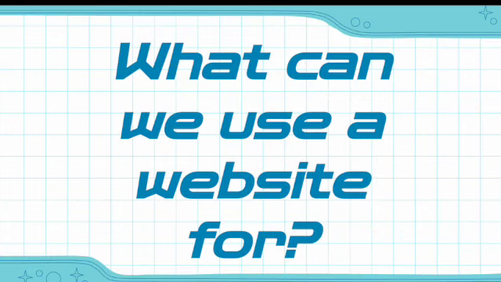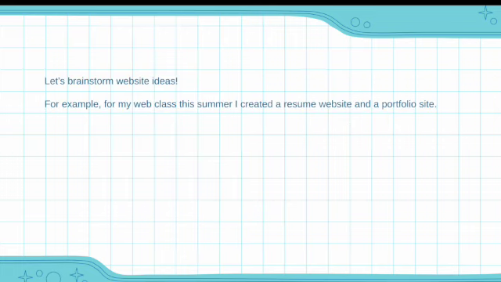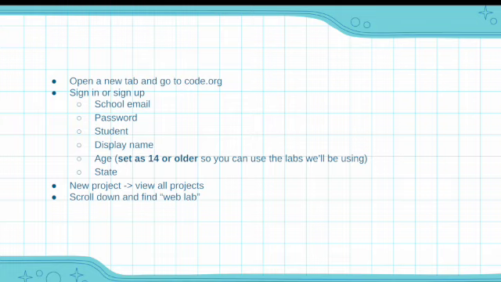So, what can we use a website for? Let's brainstorm some website ideas. For example, in a class I took this summer, we created a resume website and a portfolio site. But other things you could make a website for are a lemonade stand, a babysitting business, or just a site about your favorite breeds of dogs that gives information, like a Brittany is a pointer, a golden is a retriever, etc. So, getting started.